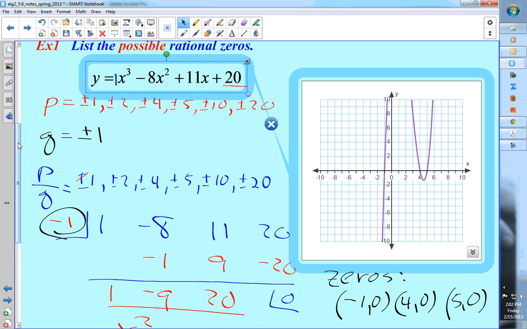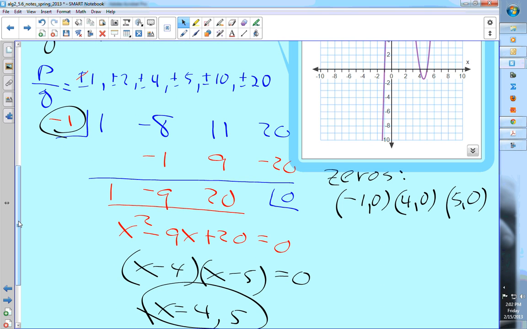We know how it factors. It factors to x plus 1 and x minus 4 and x minus 5, but we're never going to be able to do that. But P and Q's in the rational root theorem, that tells us where they have to be if they're rational. Okay?